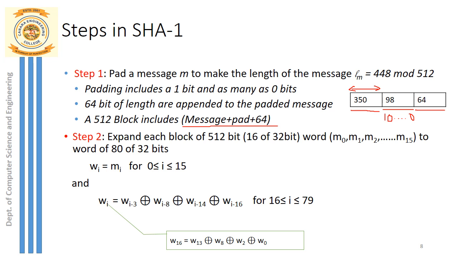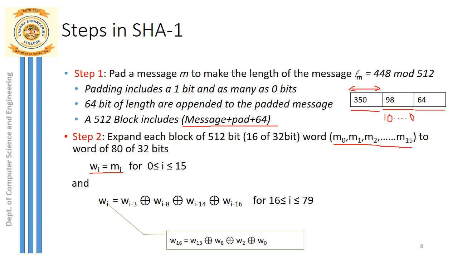The next step, step 2, is to expand each block of 512 bits, that is a group of 16 32-bit values, into 80 words of 32 bits. So how do we expand this group of 16 to 80 words of 32 bits? Initially, if we consider the 16 words as M0 to M15, we just copy them into 16 different words. That means Wi is equal to Mi, where i goes from 0 to 15.